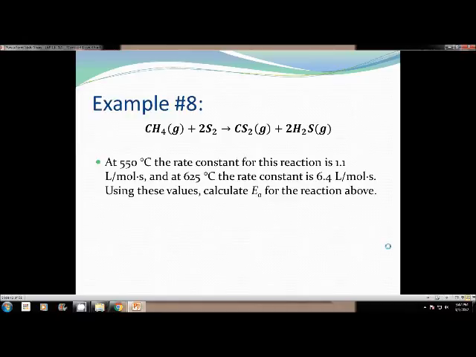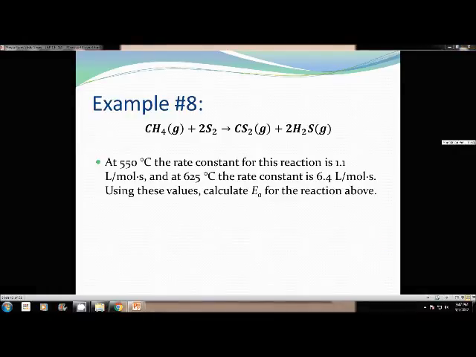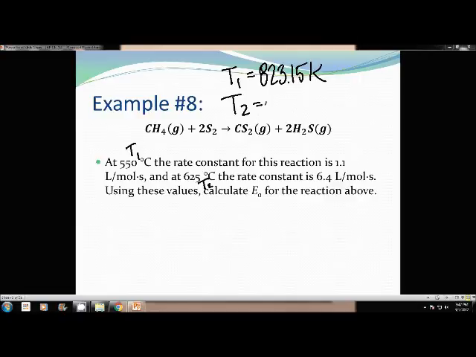And so this is where we're going to use that other equation. I'm going to label the first temperature as T1 and the second temperature as T2. But we need to change those into Kelvin. So T1 changed into Kelvin is 823.15 K, and the second temperature changed to Kelvin is 898.15.